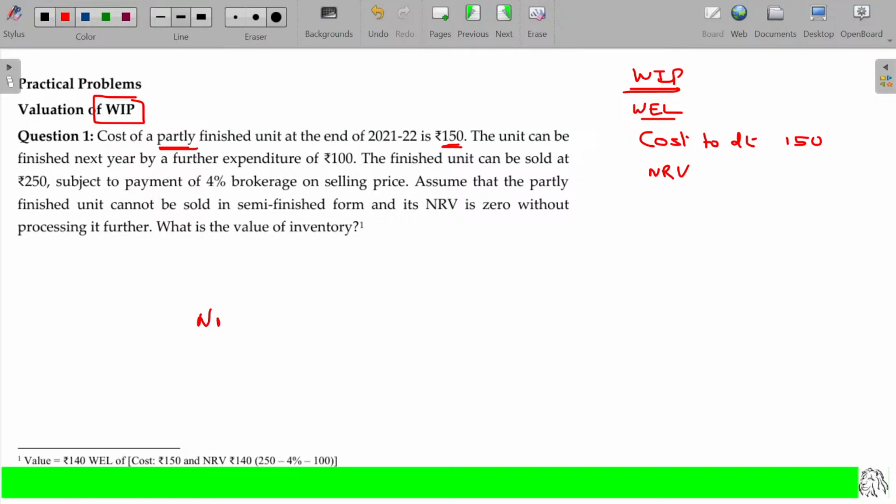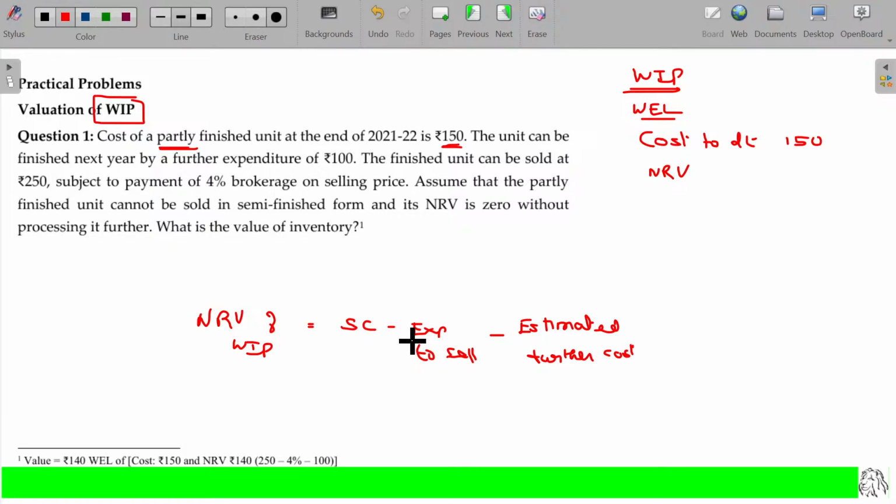Then what about the NRV of the work in progress? NRV of work in progress is nothing but sale consideration minus expenses to sell. Not only that, it's a semi-processed form. You know what could be the further cost you spend for finishing this? Estimated further cost to spend, the cost to complete. If you subtract these two, then you will get the net sale consideration.